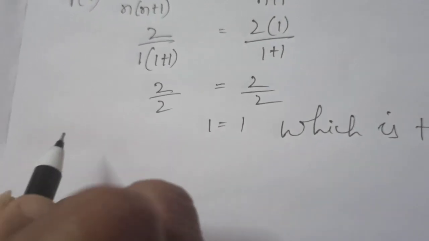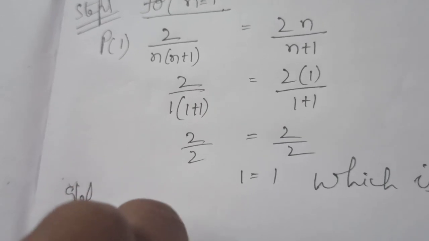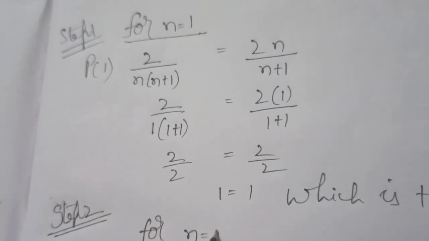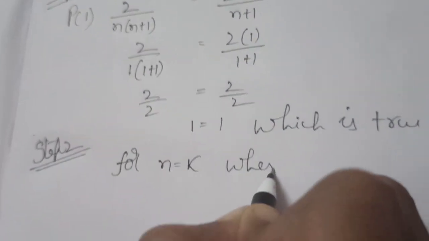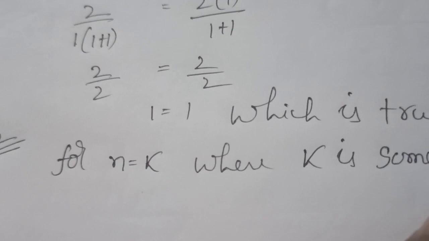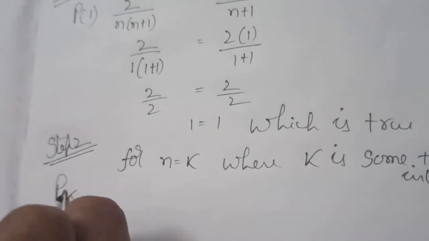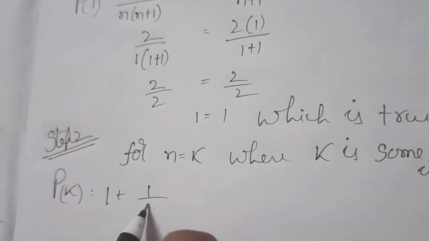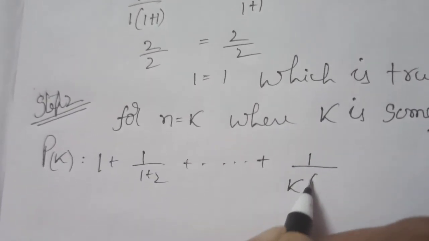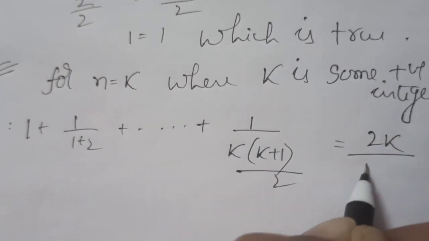Now, suppose it is true for k, where k is some positive integer. In your step 2, in place of n, you are writing k. Then the given statement becomes P of k: 1 plus 1 by 1 plus 2 up to, in this way, only in place of n you are writing k, so k into k plus 1 by 2, which is equal to 2k by k plus 1.